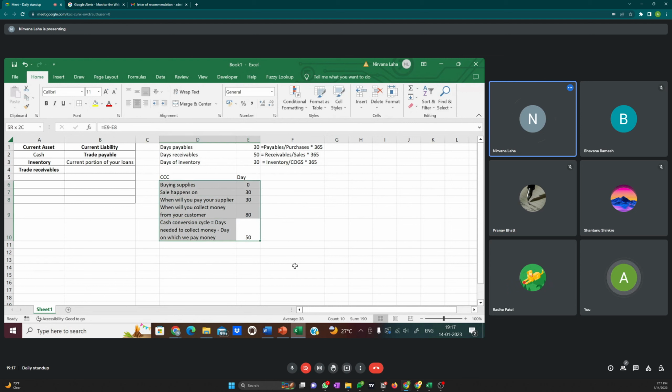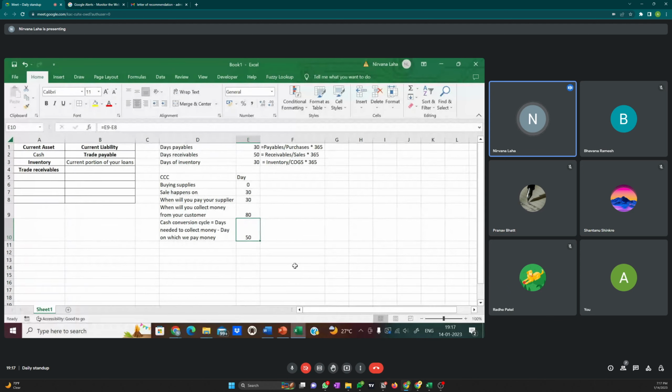Did you guys get this? Yes. So how does the flow work? On day zero, you buy some material from your supplier. It sits in the inventory for 30 days. Then you sell it. You collect the money 50 days after you've sold it. So you collect the money on day 80, whereas you pay your supplier on day 30. So your money goes out of your account on day 30, but you receive money from your customer only on day 80. So in this 50-day gap, you need more cash, right?